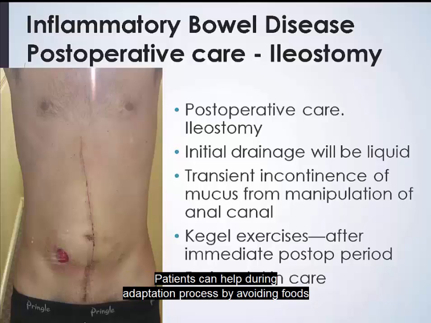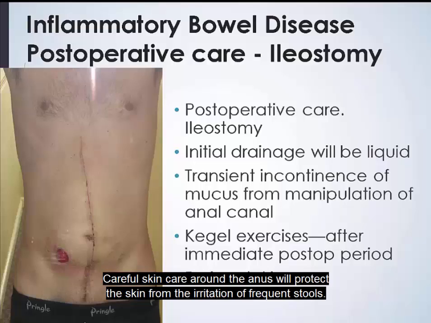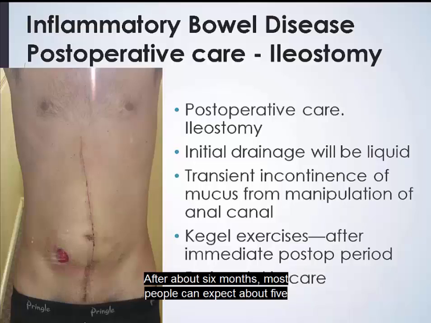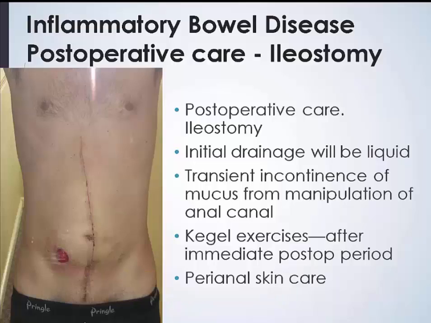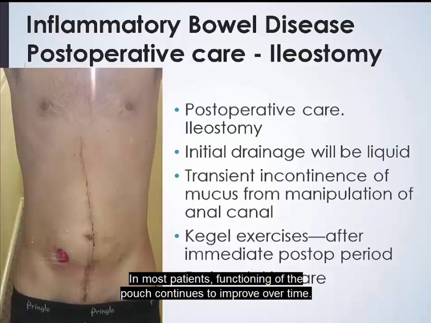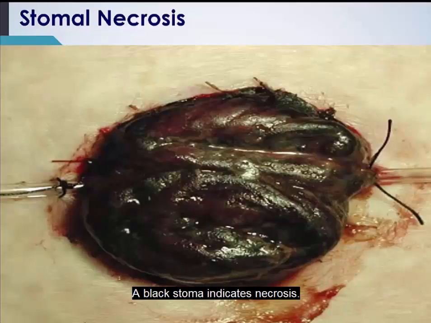Patients can help during this adaptation process by avoiding foods that may cause gas, diarrhea, and anal irritation. Careful skin care around the anus will protect the skin from the irritation of frequent stools. Continuing anal sphincter muscle exercises, like Kegel exercises, are also beneficial. After about 6 months, most people can expect about 5 to 6 semi-formed bowel movements during the day and 1 at night. The pouch takes up to 1 year to fully adapt. In most patients, functioning of the pouch continues to improve over time. A black stoma indicates necrosis.